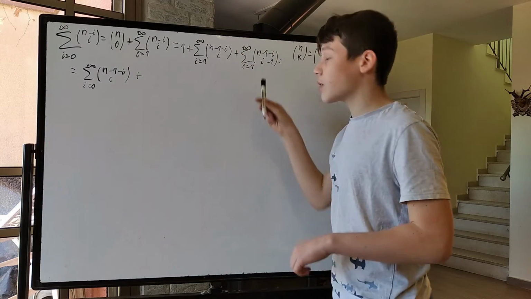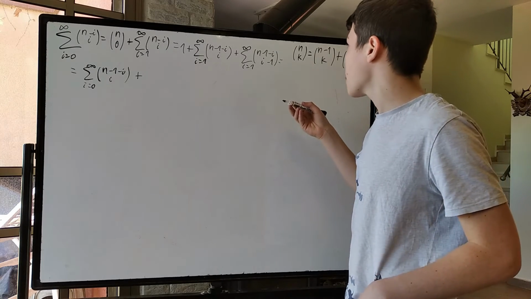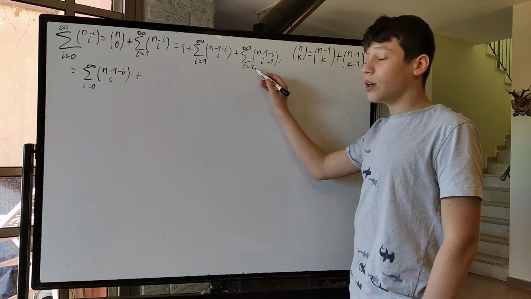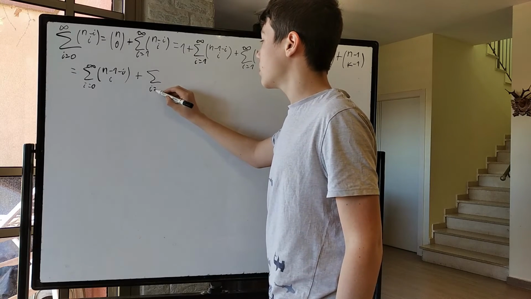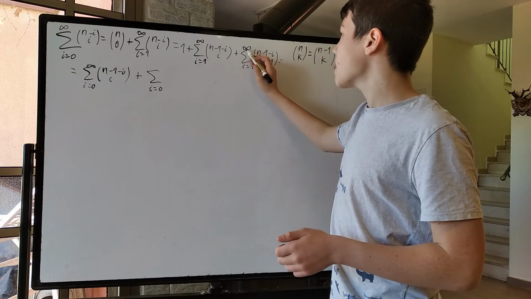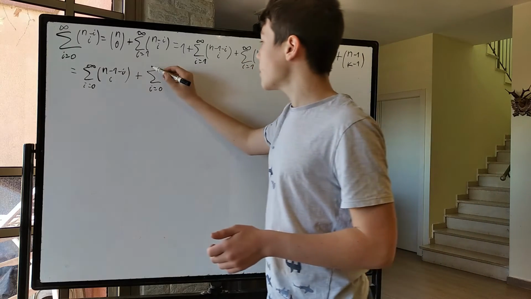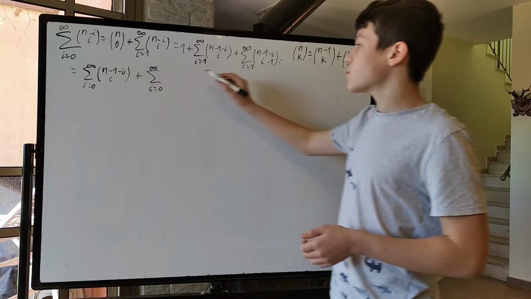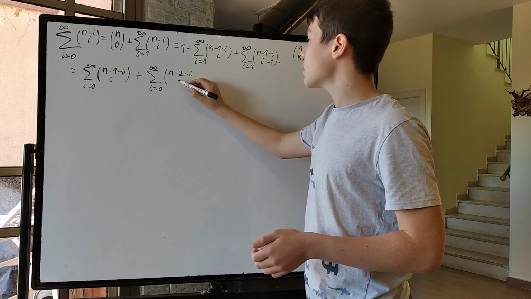And now here we're going to do a variable change. We replace i with i plus 1. And this makes it so that i plus 1 equal to 1 means i is equal to 0, so it starts at 0. And as i plus 1 goes to infinity, i also goes to infinity, so this sum still goes to infinity. Then replacing i with i plus 1, we get n minus 2 minus i choose i.